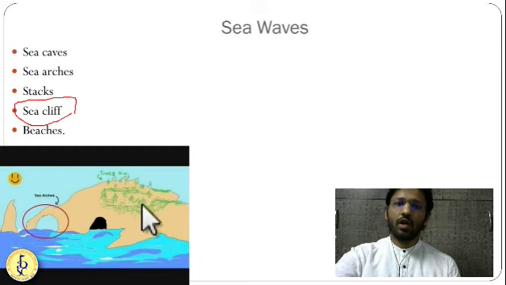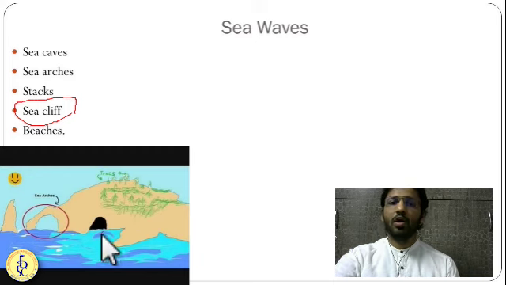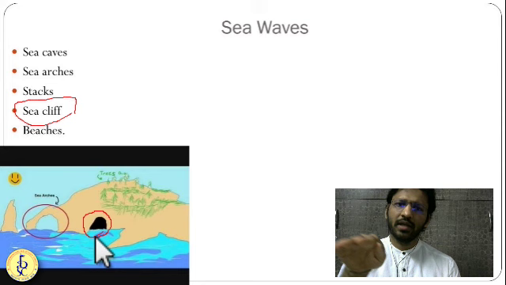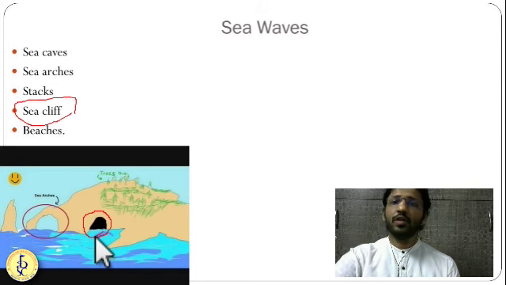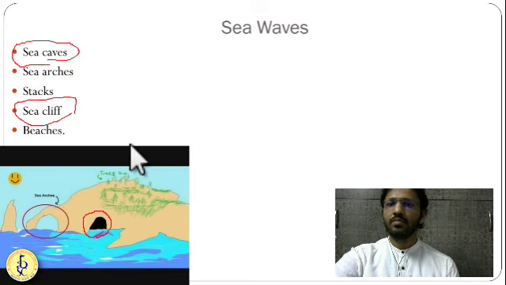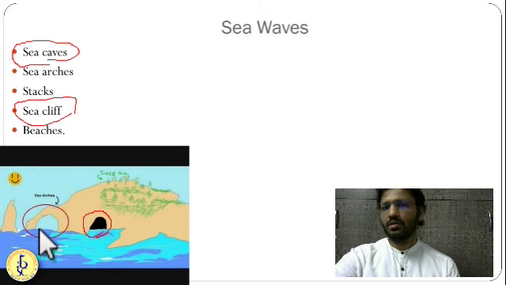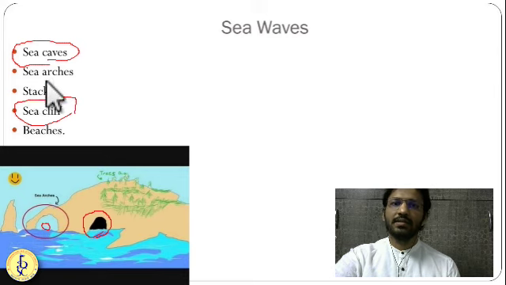Further erosion or hitting of the sea waves on this mountain in a smaller surface will create a hole in the mountain. This hole may go deeper and deeper and deeper. So this will look like a cave. So this is known as sea cave. Further, if the sea caves become more and go more inside, sometimes it comes out from another side. It is very transparent. Now this is known as sea arch.